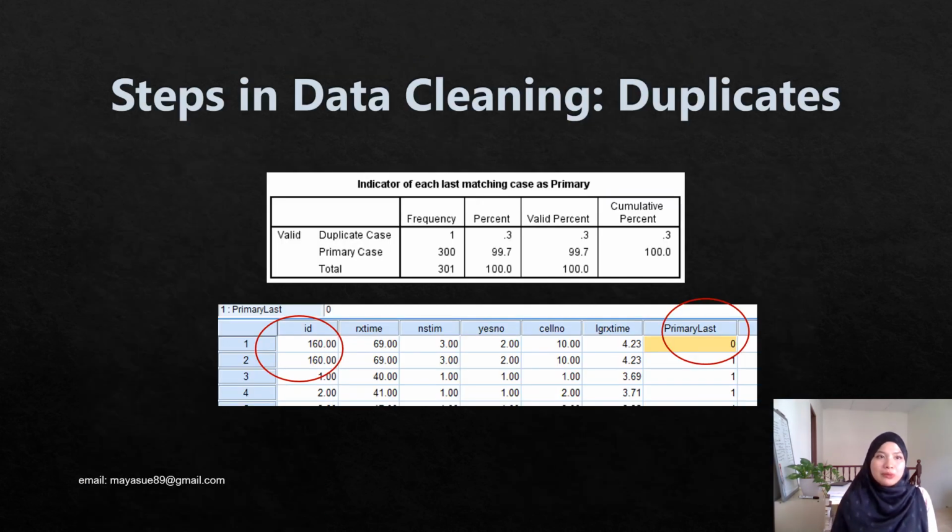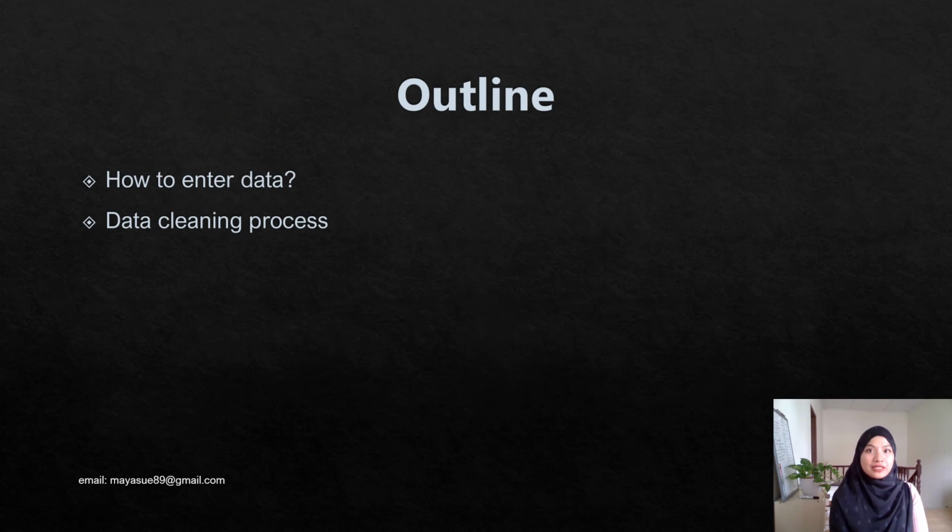So the output will be like this. There are duplicate cases and primary cases. SPSS will show you the primary last as 0 and the duplicate case as 0, and the primary case as 1. So I think that ends my presentation for session 2.